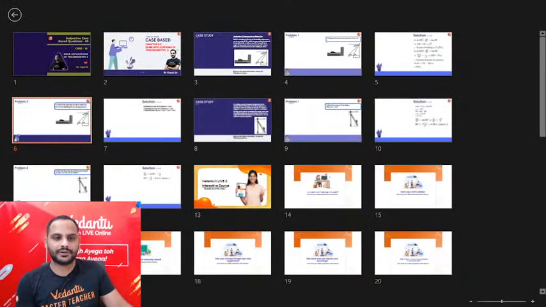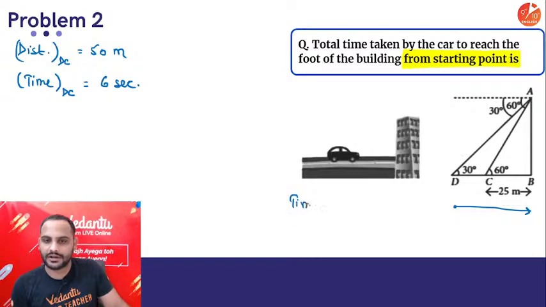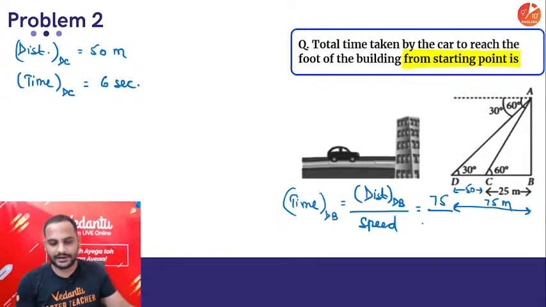From the starting point. Okay children, that means the question is asking me to find out the time taken to go from D to B, and we know this will be equal to the distance from D to B divided by the speed, which is a uniform speed. Now D to B, how long is it? Look, we remember x we have got as 50, so D to B will be total 75 meters. So this distance 75 meters we have, but we don't have the speed yet.